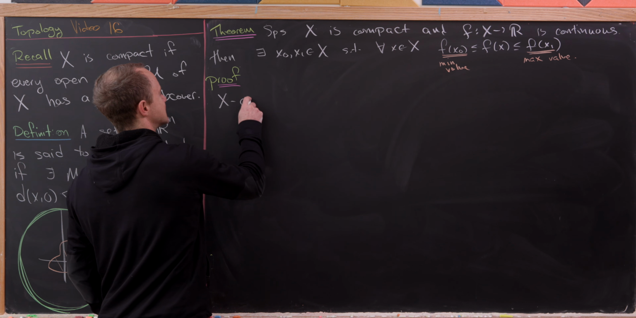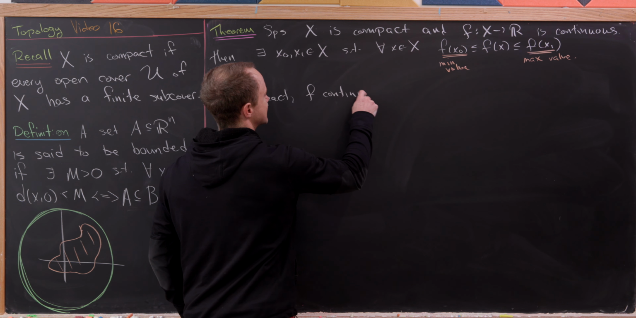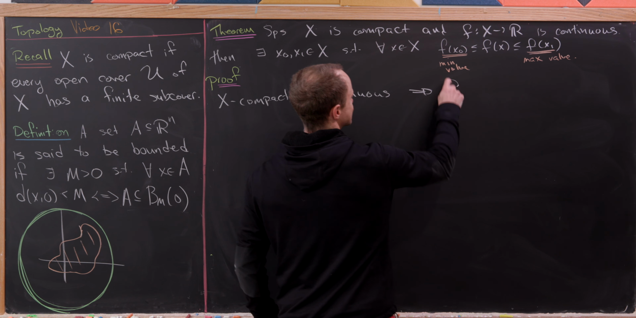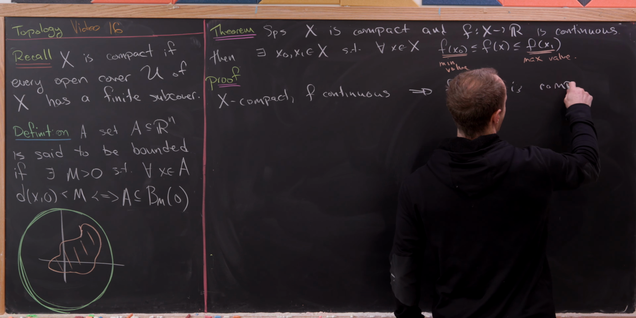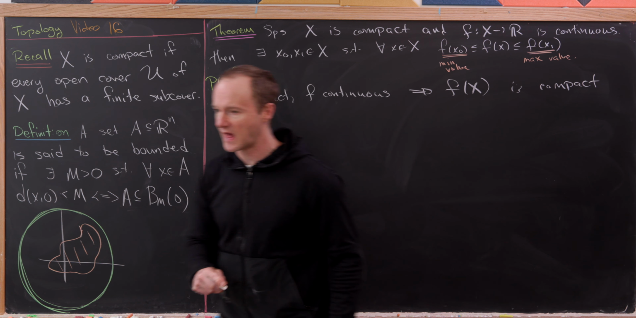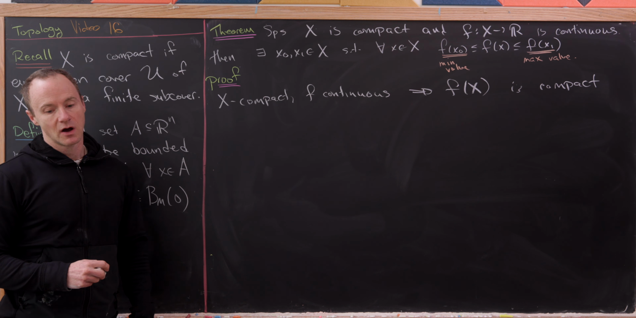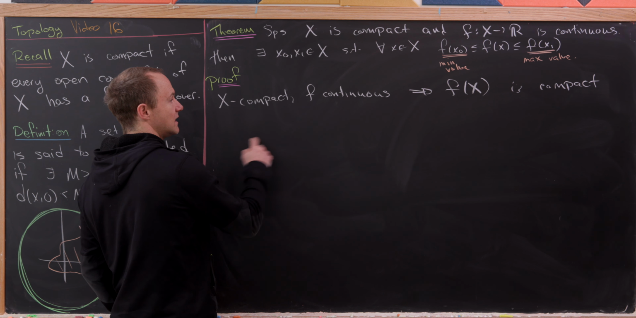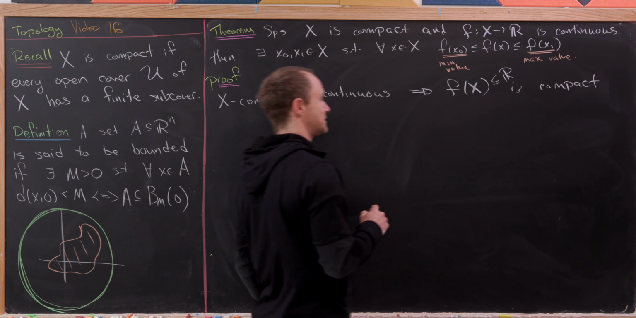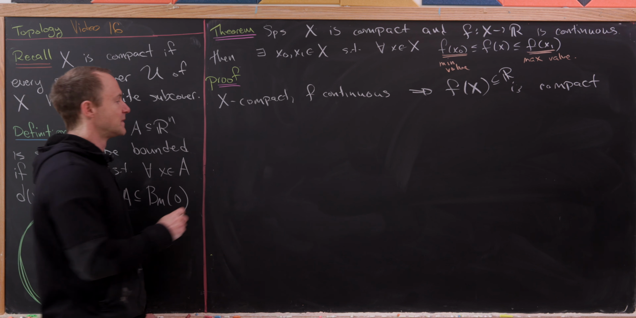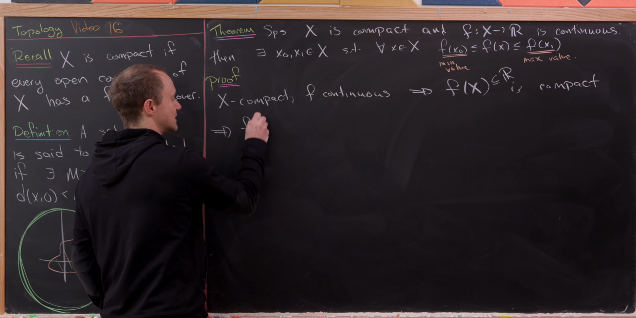So we know that X is compact, that's our assumption, and we know that f is continuous, that's another one of our assumptions, but that tells us that the image f of X is also compact. So in the previous video, we proved that the continuous image of a compact set was compact. Okay, so well, then f of X is not only compact, but it is a compact subspace of the real line. But that means that f of X, or the image of X under f, is closed and bounded.